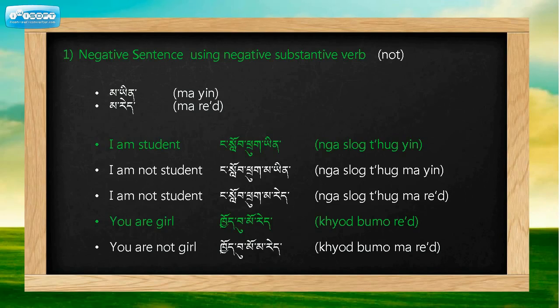Let's look at our next sentence. You are girl. Earlier we learned that for boy it's pu, and for girl, it's pomo. So how do we say you are girl? Kyu pomo re. And our negative sentence, you are not girl, would be kyu pomo mare.